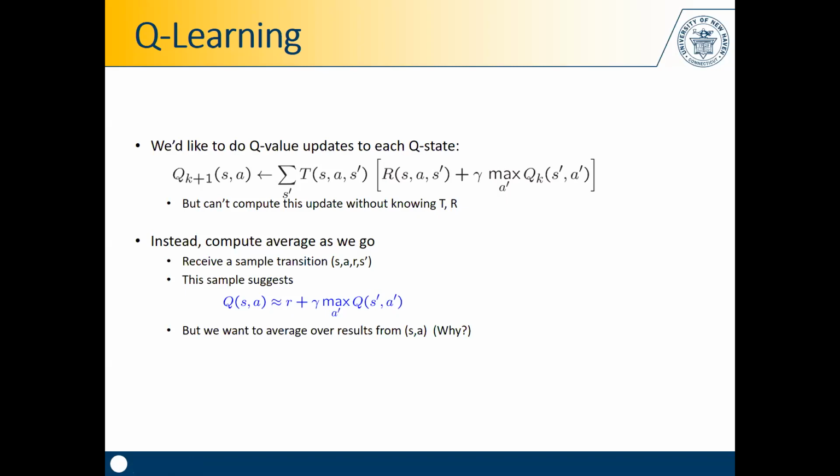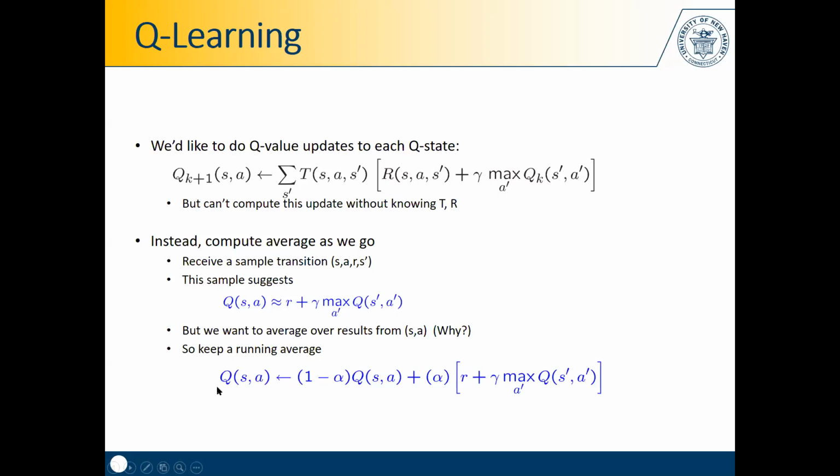So the answer is, we are dealing with a non-deterministic environment, which means that when you are in state S, if you perform action A, you don't necessarily end up in a state S prime. You may end up in other states, right? That's why we want to calculate an average over the results from being in state S and performing action A, because this is a non-deterministic environment and the consecutive state, the next state, is not necessarily always S prime. It may be some other state with some other reward value. This is why we are looking to find the average over the results from being in state S and performing action A.